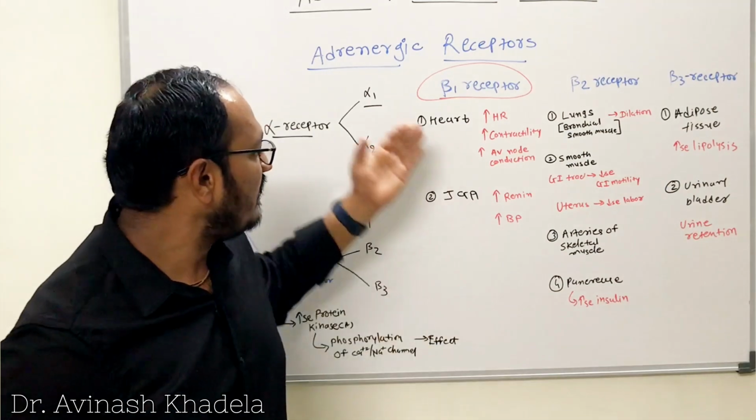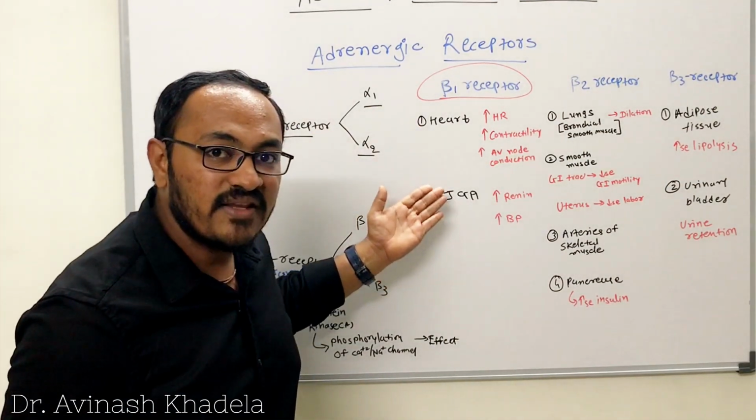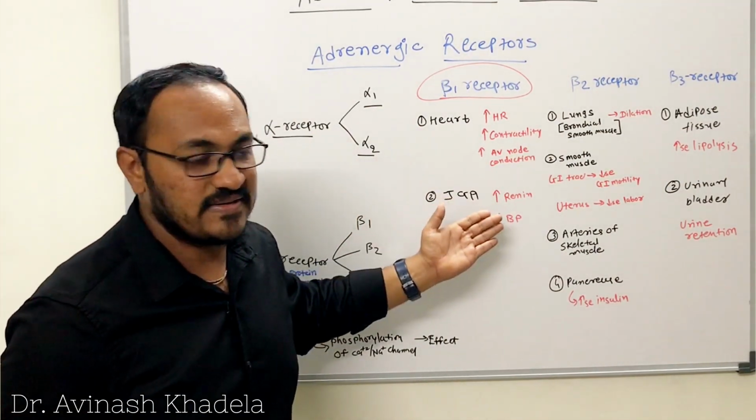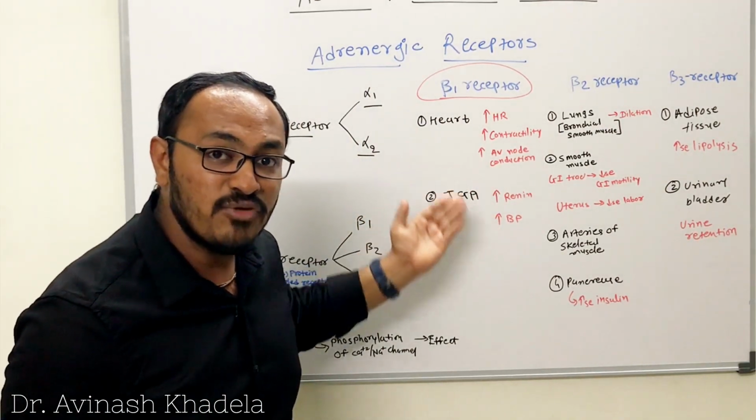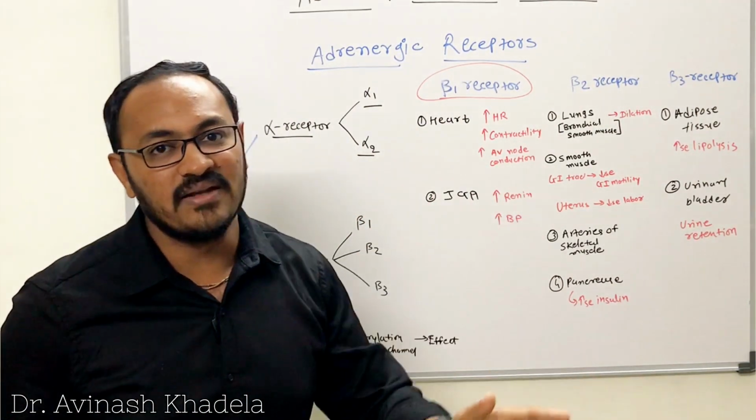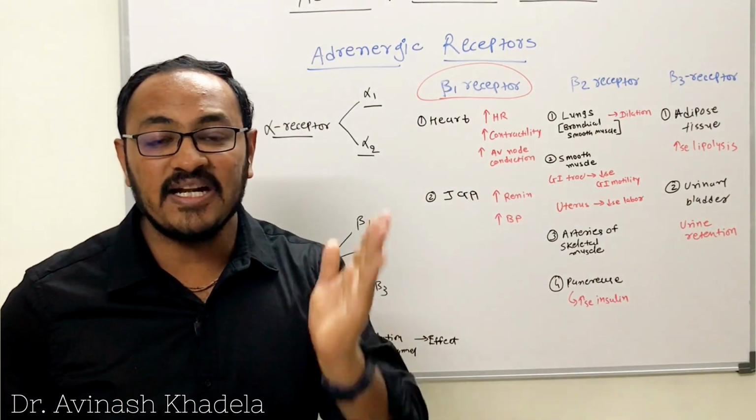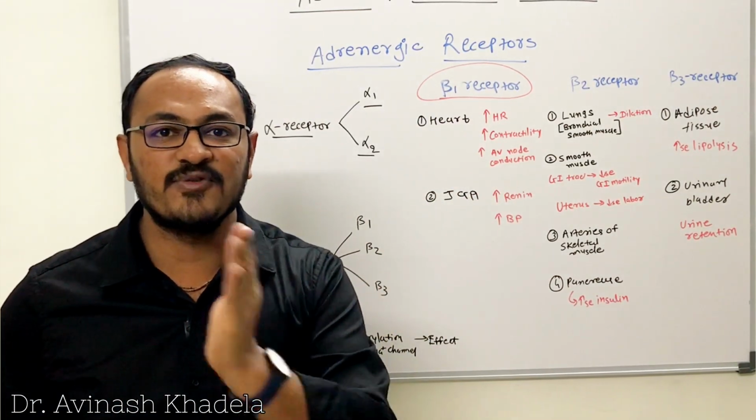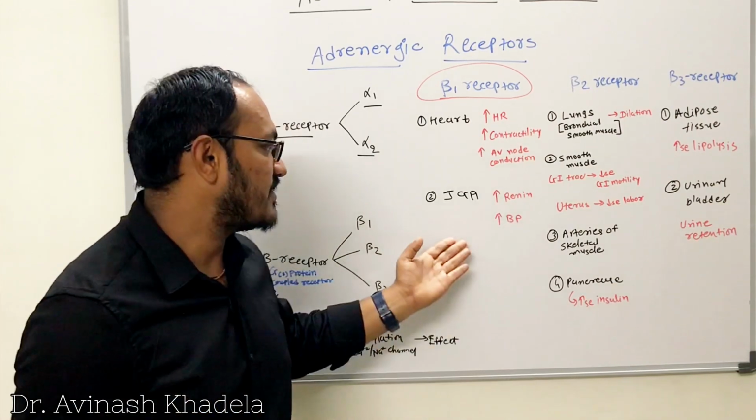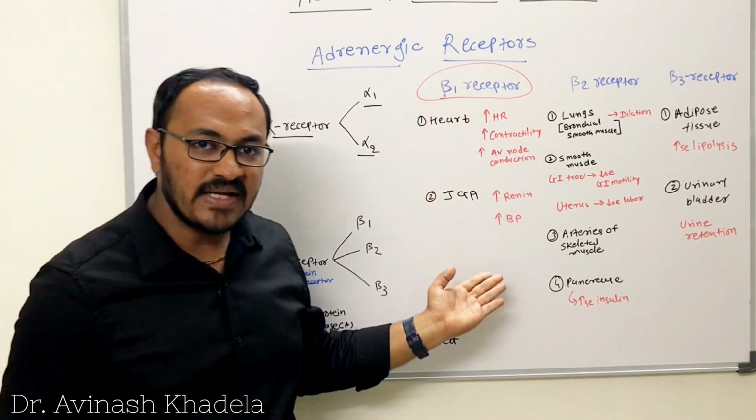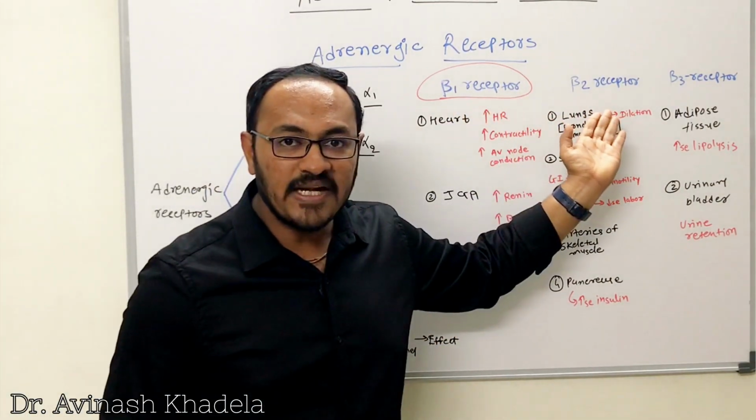It is also located in the juxtaglomerulus apparatus. Because it is located in the juxtaglomerulus apparatus, when stimulated, it releases renin. Once the renin is released, it activates renin, angiotensin, aldosterone system, and via RAS mechanism, it increases blood pressure. So this is beta 1 receptor. Let us understand beta 2 receptor.